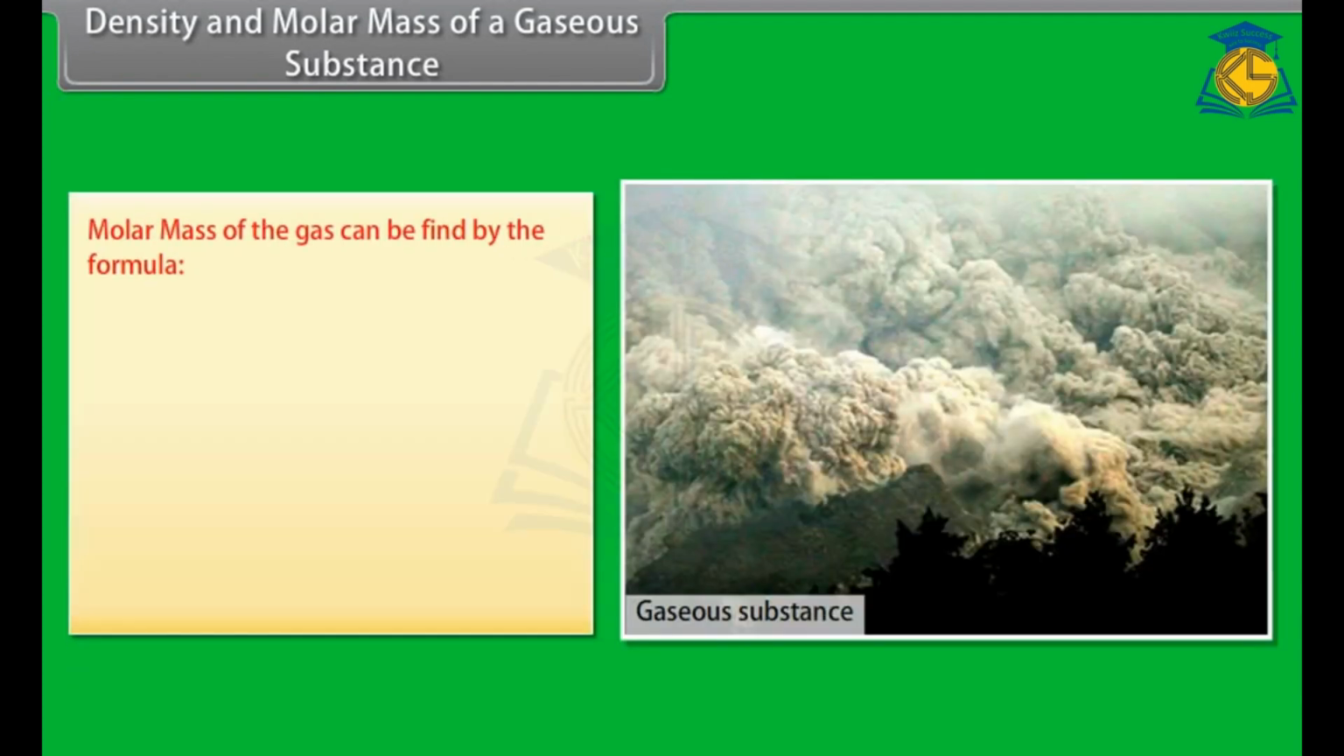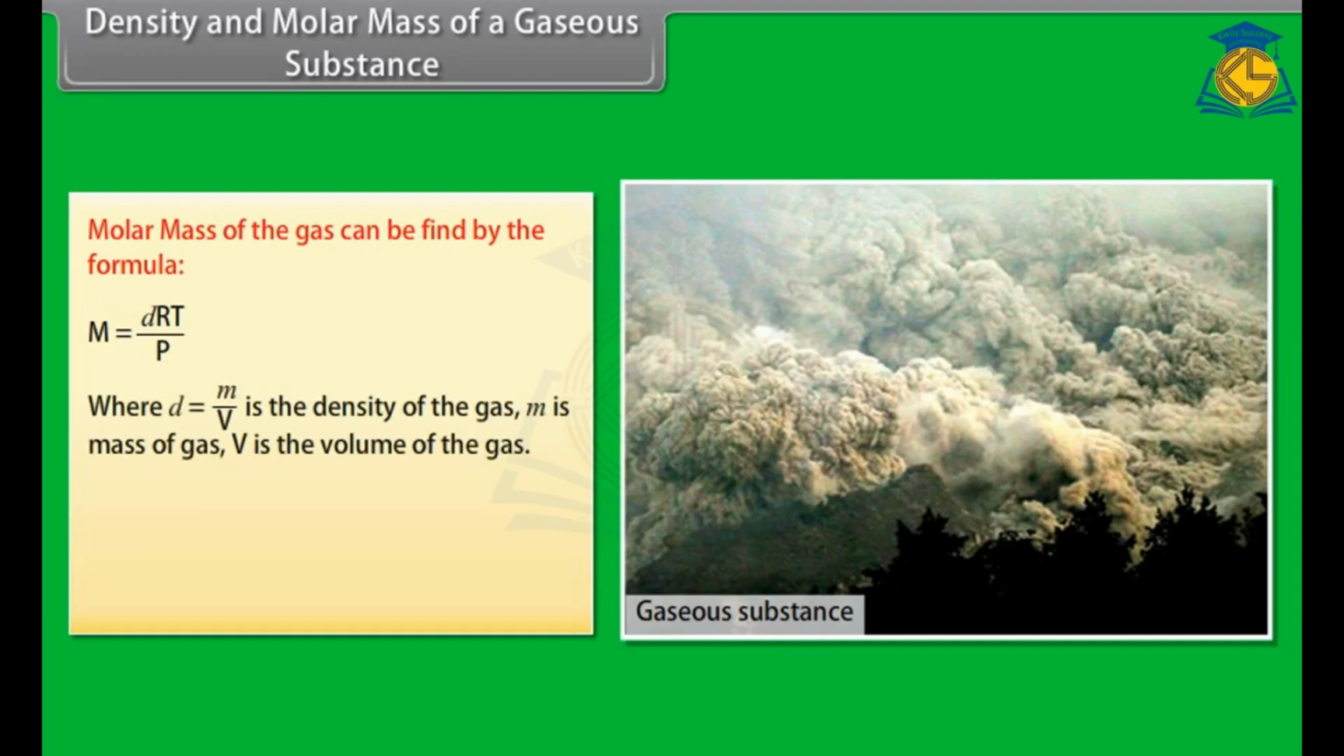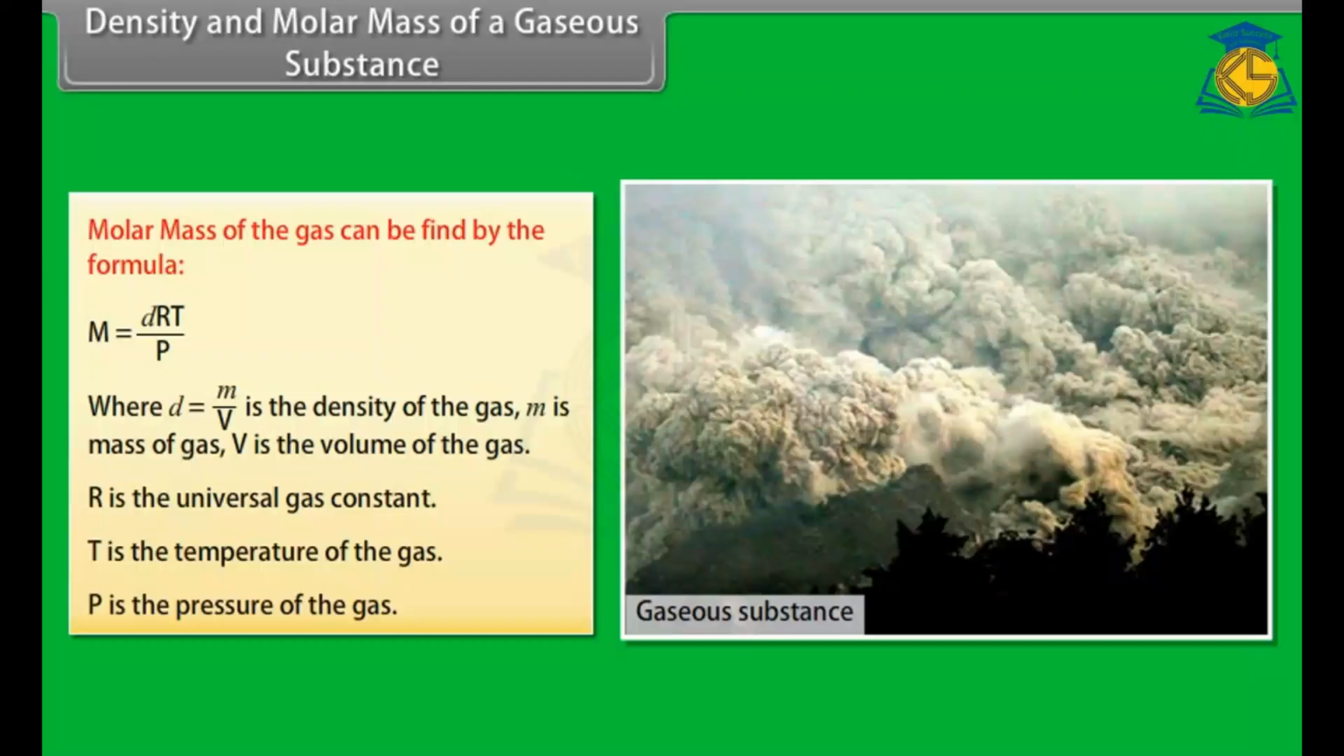Density and molar mass of a gaseous substance. The molar mass of the gas can be found by the formula M = DRT/P, where D = m/V is the density of the gas, m is the mass of the gas, V is the volume of the gas, R is the universal gas constant, T is the temperature of the gas, and P is the pressure of the gas.